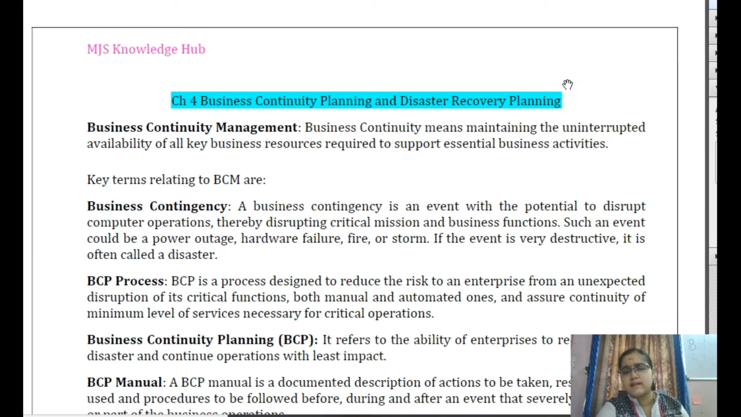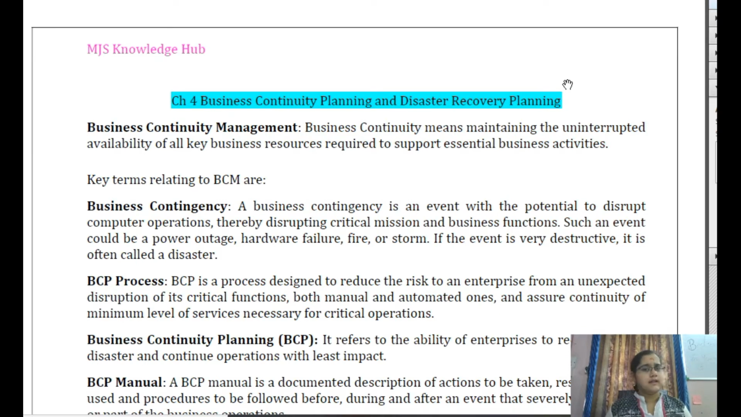So what is business contingency? It is defined as an event with the potential to disrupt the computer operations, thereby disrupting the critical mission and business function. So it is an event which has the capacity to disturb or completely affect the computer operations.